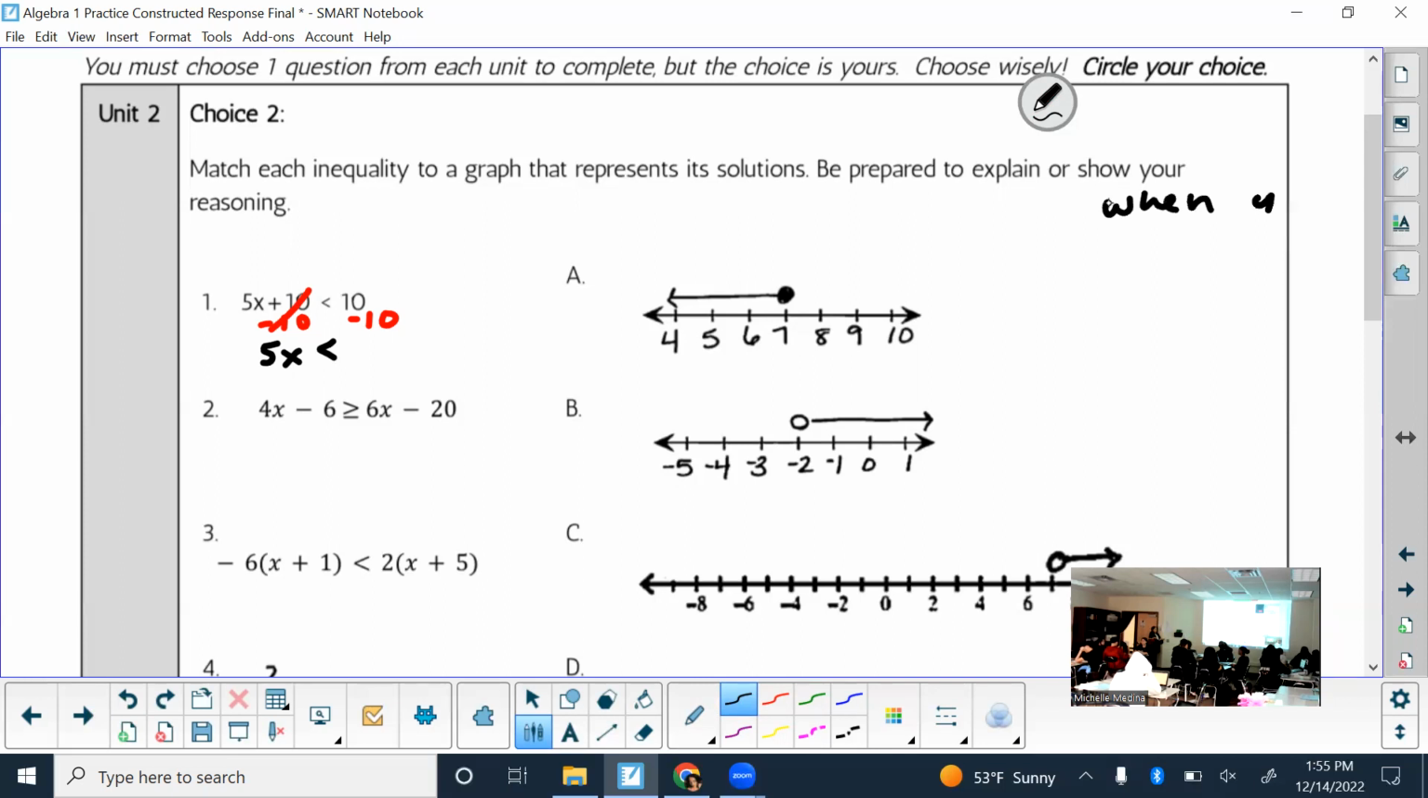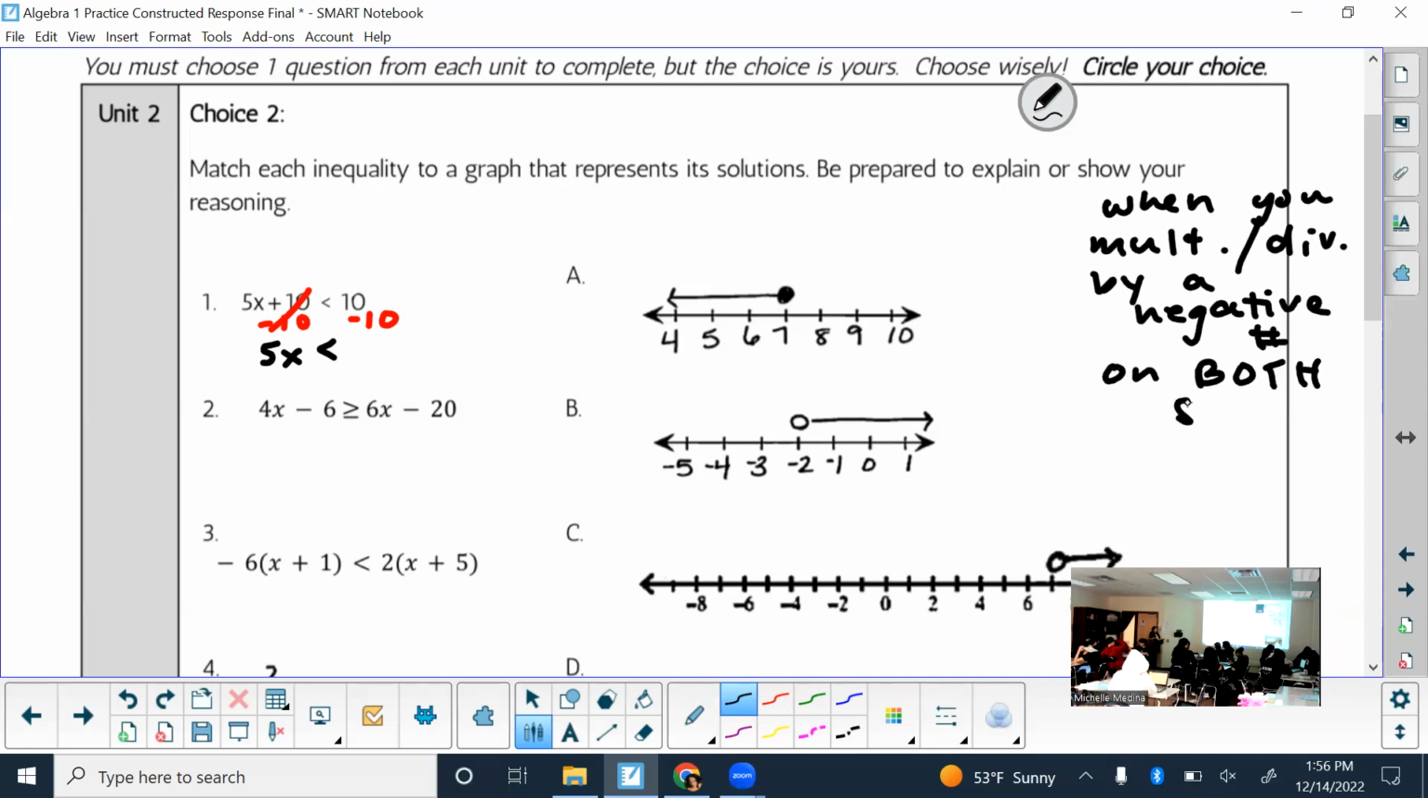So when you multiply, and I'll just abbreviate it, or divide by a negative number on both sides, not just one side, on both sides, then you flip the symbol. Otherwise, leave it alone. Keep copying it over like you would an equal sign. So then you don't flip the sign when you subtract. What's 10 minus 10? 0. And normally when things cancel, we cross it out, but if it's nothing else on that side, put a 0.